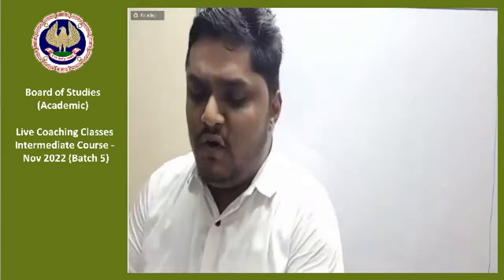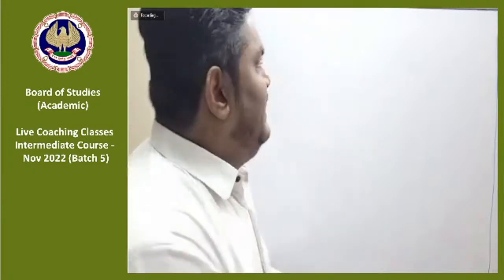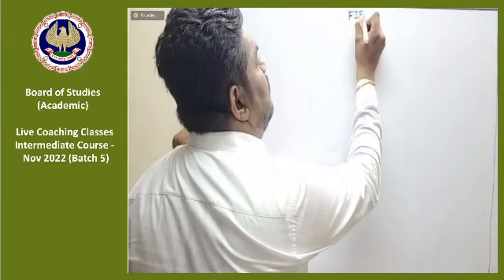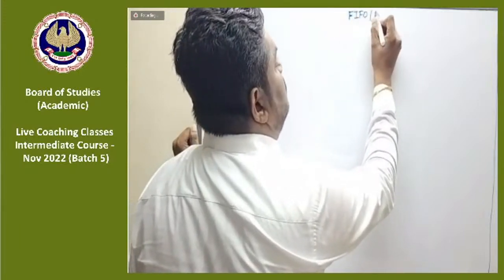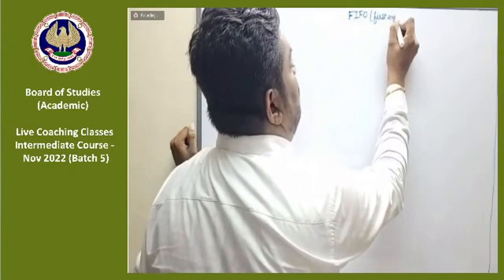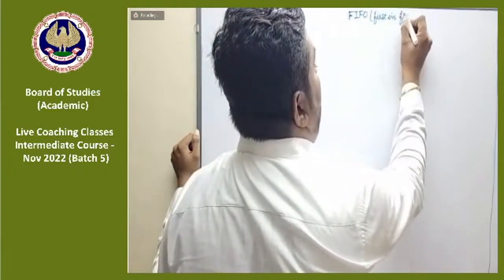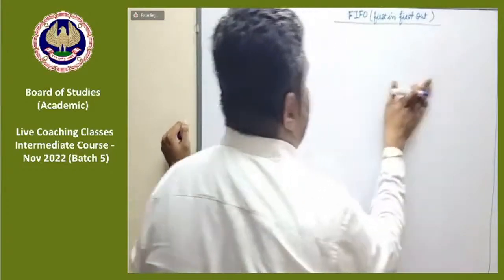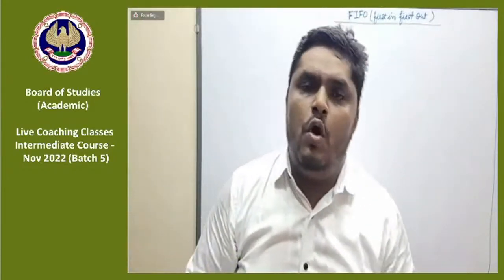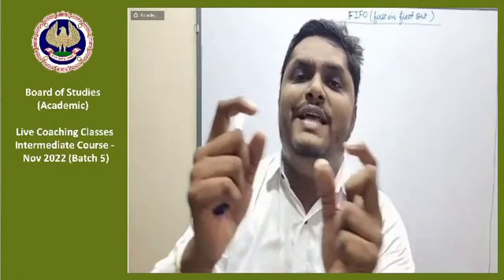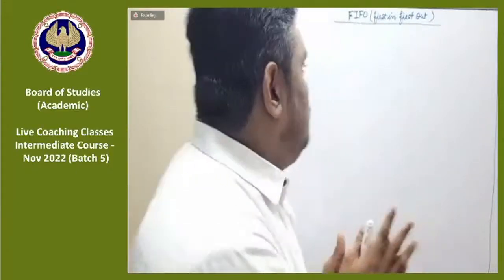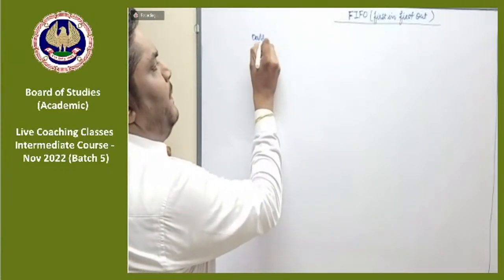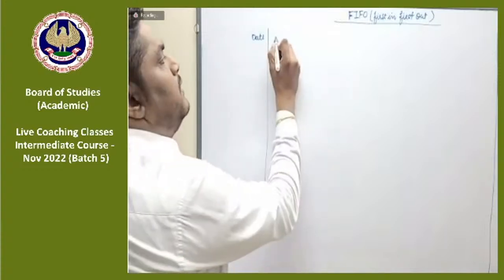So let's start with first of all the stores ledger part, wherein we'll be starting with FIFO method first. First in, first out. So cost accounts do keep a track on the quantity as well as the price. So we'll be making separate columns for quantity and price. So first of all, the first column that we will be maintaining will be the date, then the particulars.